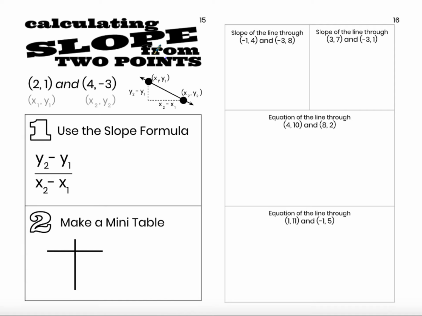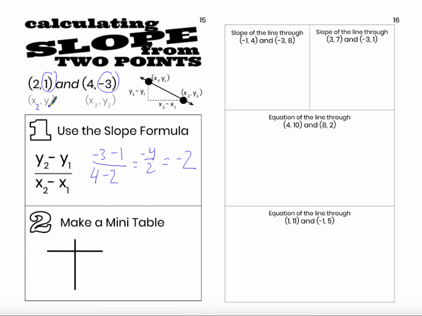So given these 2 points, I have x1, y1, my first point, x2, y2, and I'm going to subtract y2 minus y1. So negative 3 minus 1, and then x2 minus x1, 4 minus 2. This gives me negative 4 over 2, which is just a slope of negative 2.